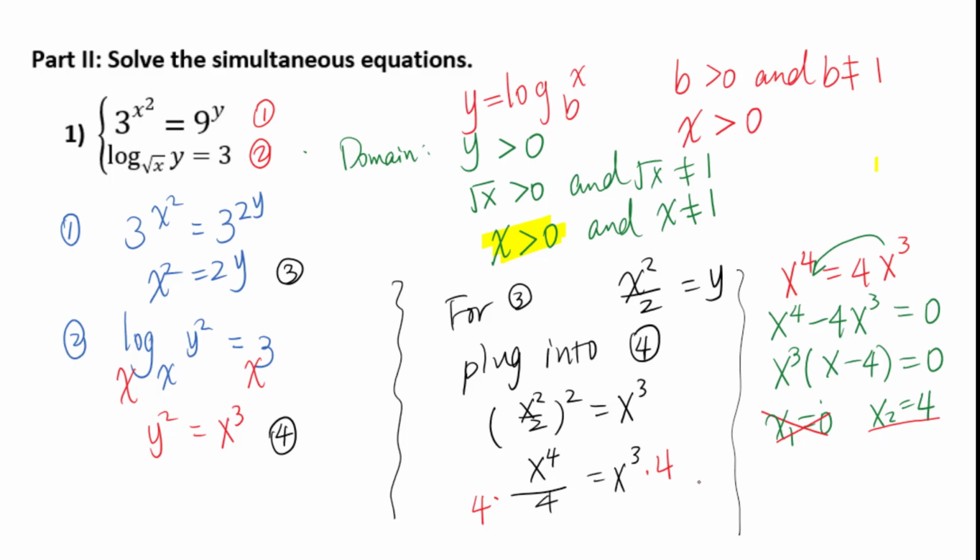Then we plug back into y equals x squared over 2. y equals 4 squared over 2 equals 8. The domain of y is y greater than 0. Therefore, the solution to this simultaneous equation is (4, 8).